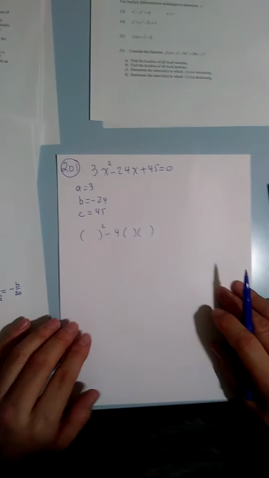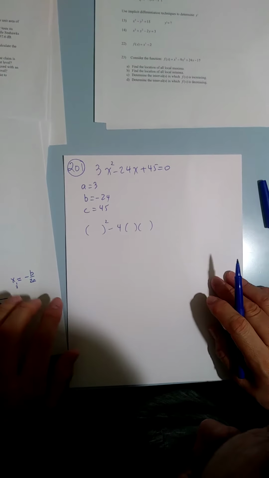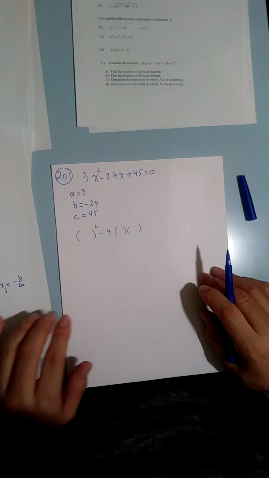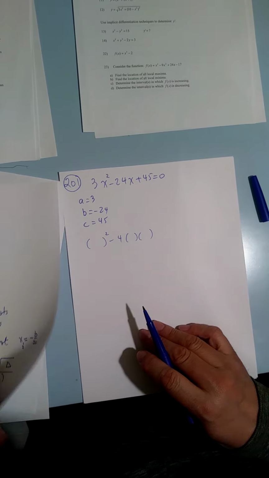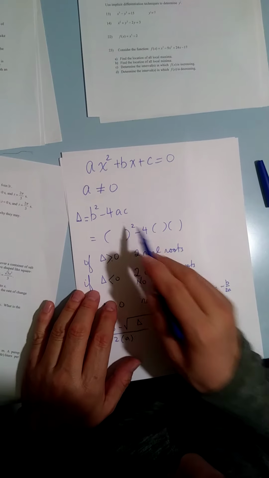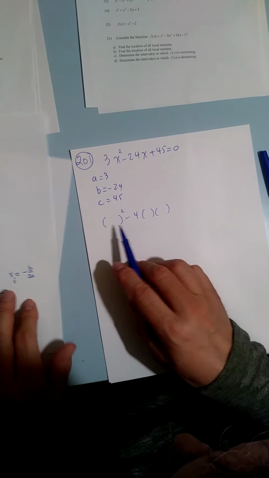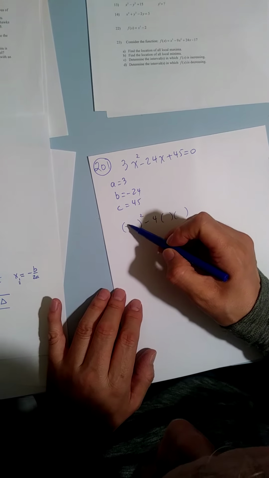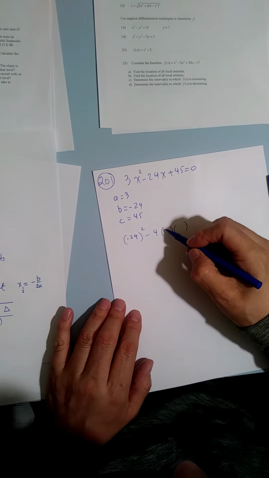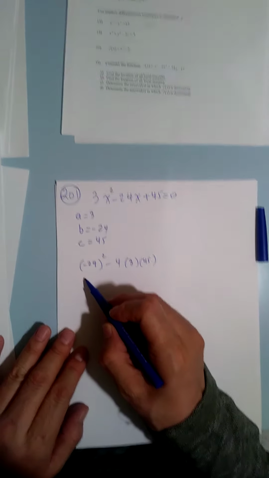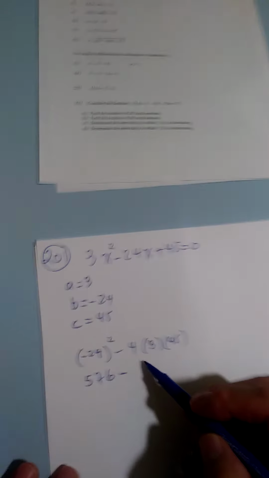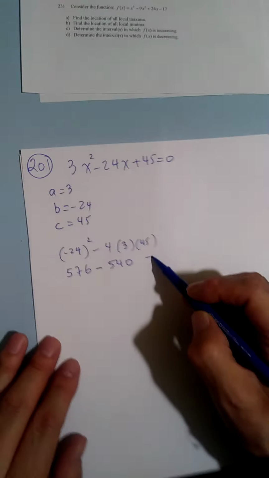Let's do an example. 3x squared minus 24x plus 45 equals 0. Let us identify a, b, and c. A is 3, b is minus 24, and c is 45. And let's put them in the discriminant, b squared minus 4ac. I'm going to put the number b there, which is minus 24, a is 3, and c is 45. This is equal to 576 minus 4 times 3 times 45, which is 540. And that's equal to 36.